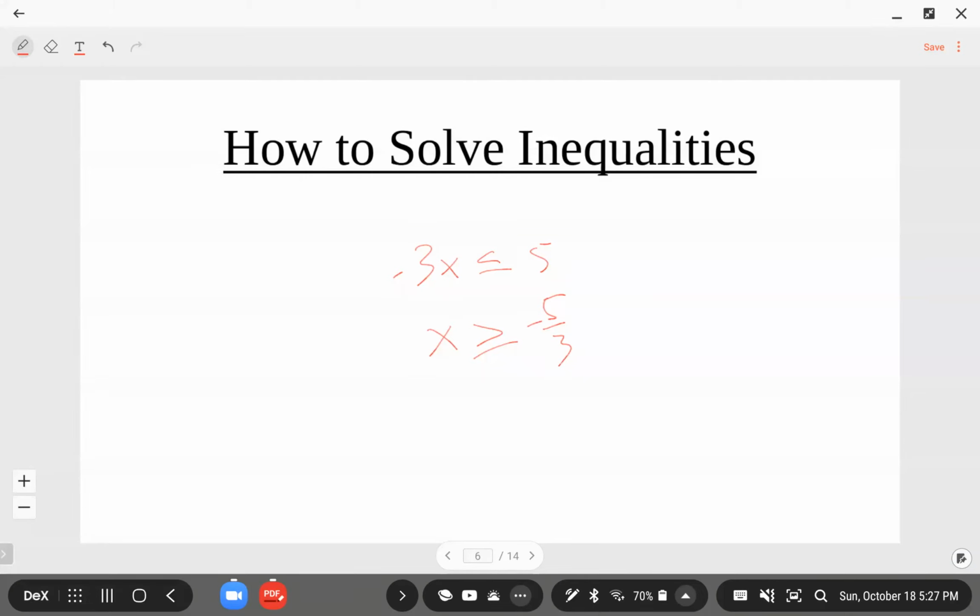What I mean by changing the sign is the opposite of the sign you have right now. So less than turns into greater than. Greater than turns into less than. Less than or equal to turns into greater or equal to. Greater or equal to turns into less or equal to. But this is only when you divide by a negative number. So be sure to change your sign when dividing by a negative.